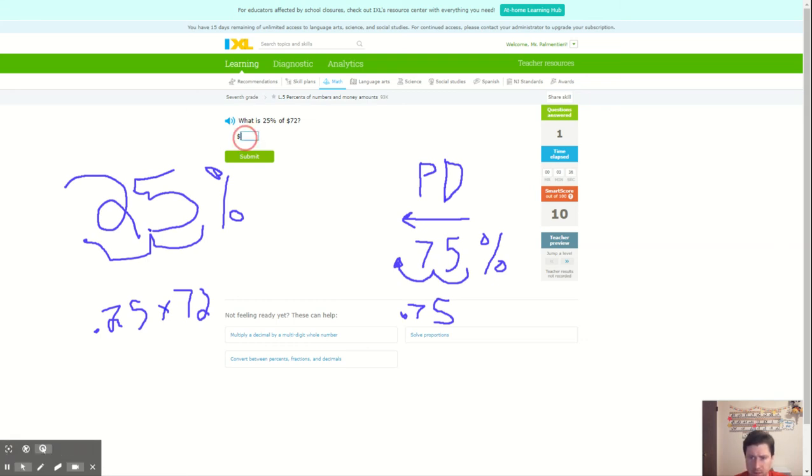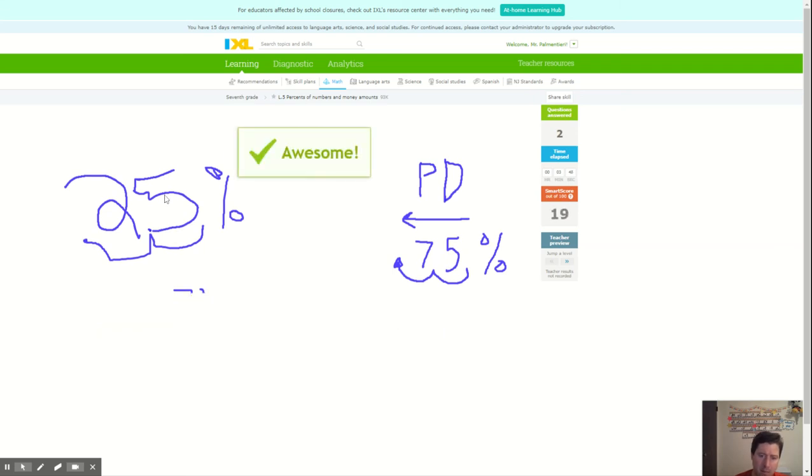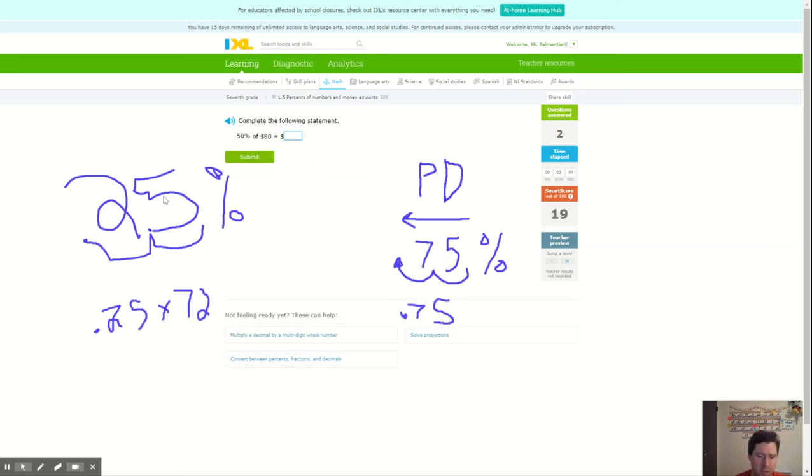All right, now there are other ways you could do it. Like you could have realized that 25 is a quarter of 100, and a quarter means 4. So you could have taken 72 and divided it by 4. You could do it that way. I just teach this way because this is a common way that people remember. Parents know how to do it this way.